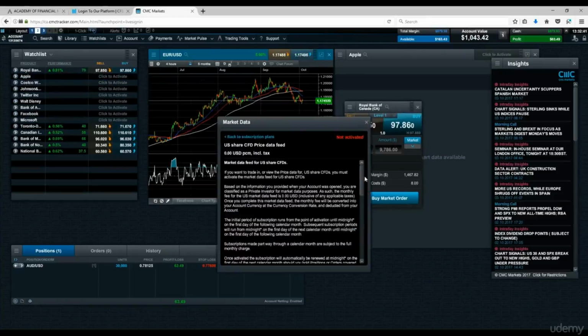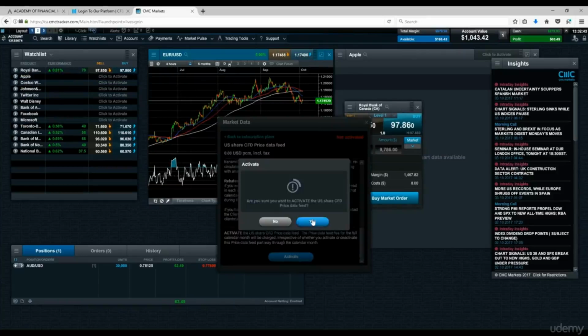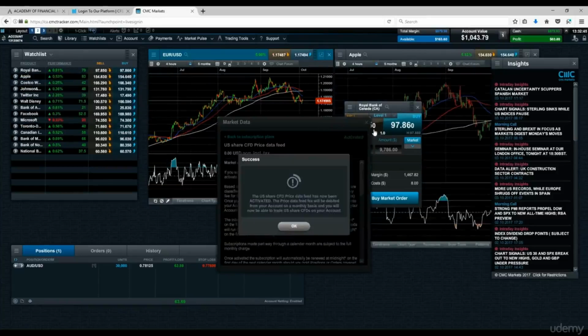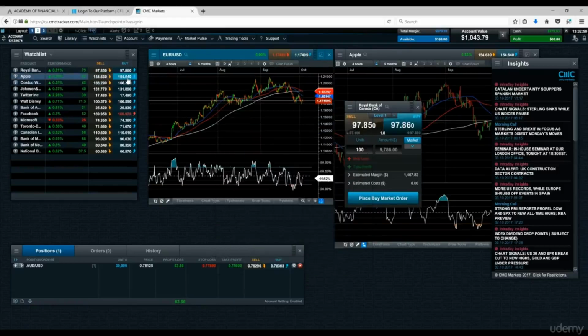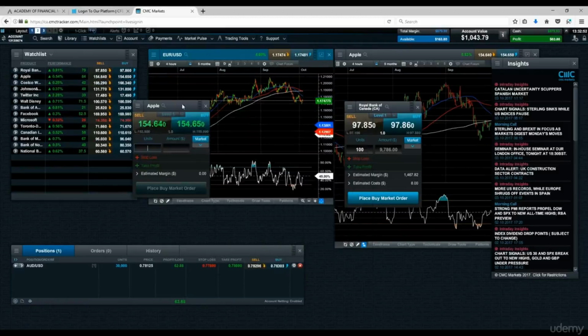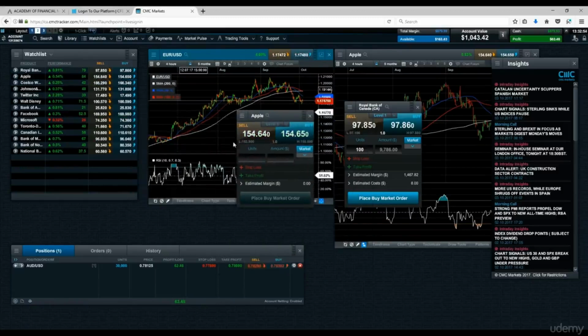Let's take a look at Apple for a second. Okay, so if I were to buy Apple, yes, here it's a 1 cent spread, but then there's also the $10 buy-in.